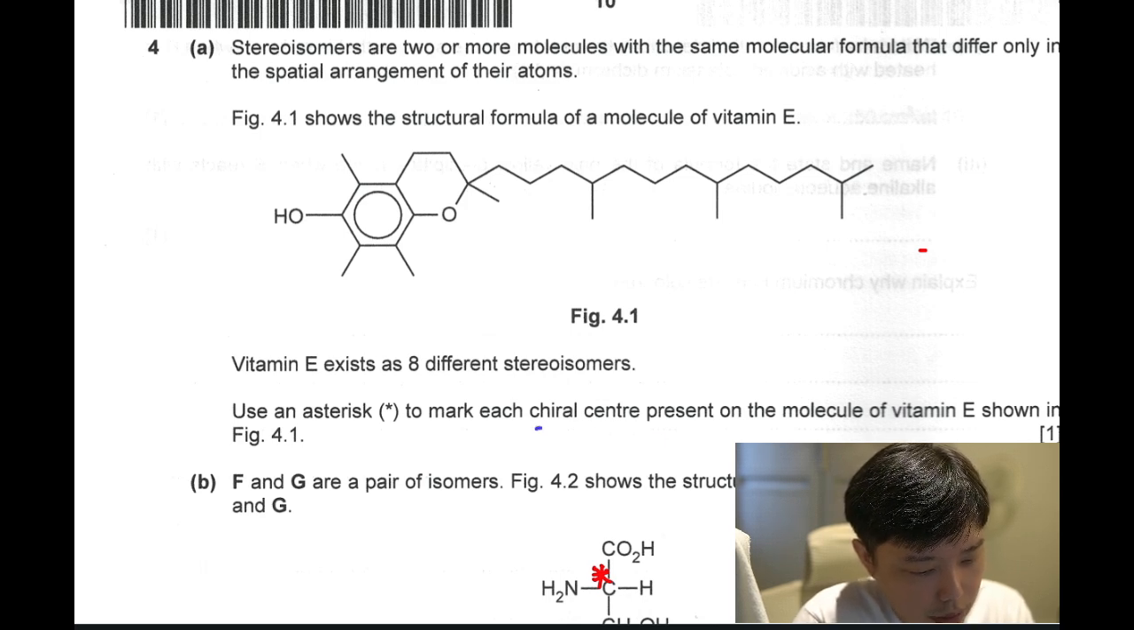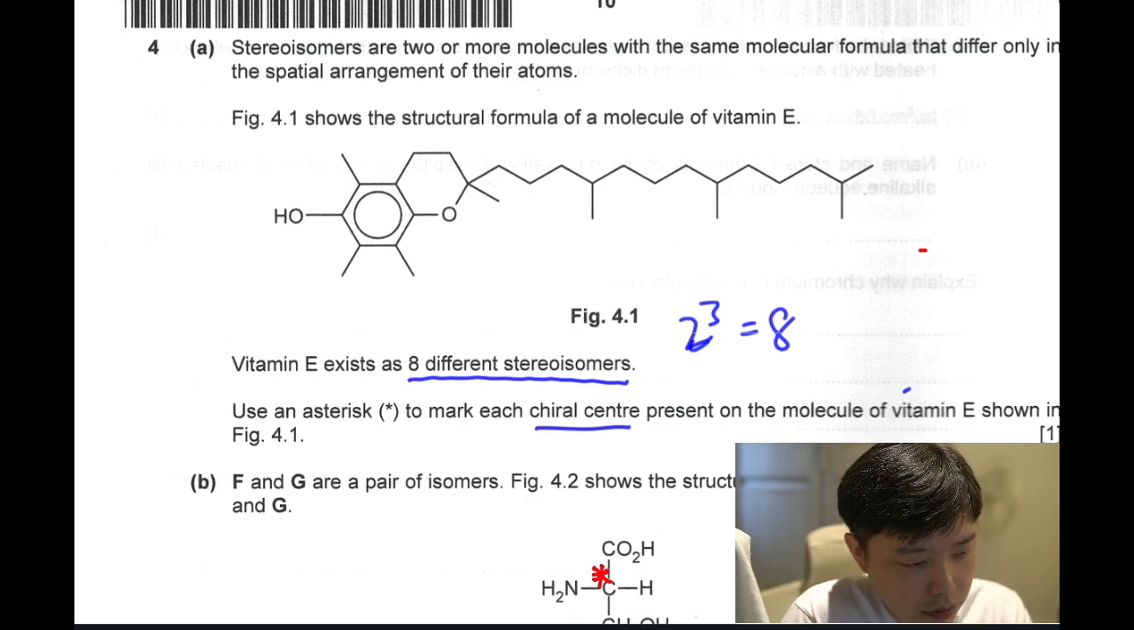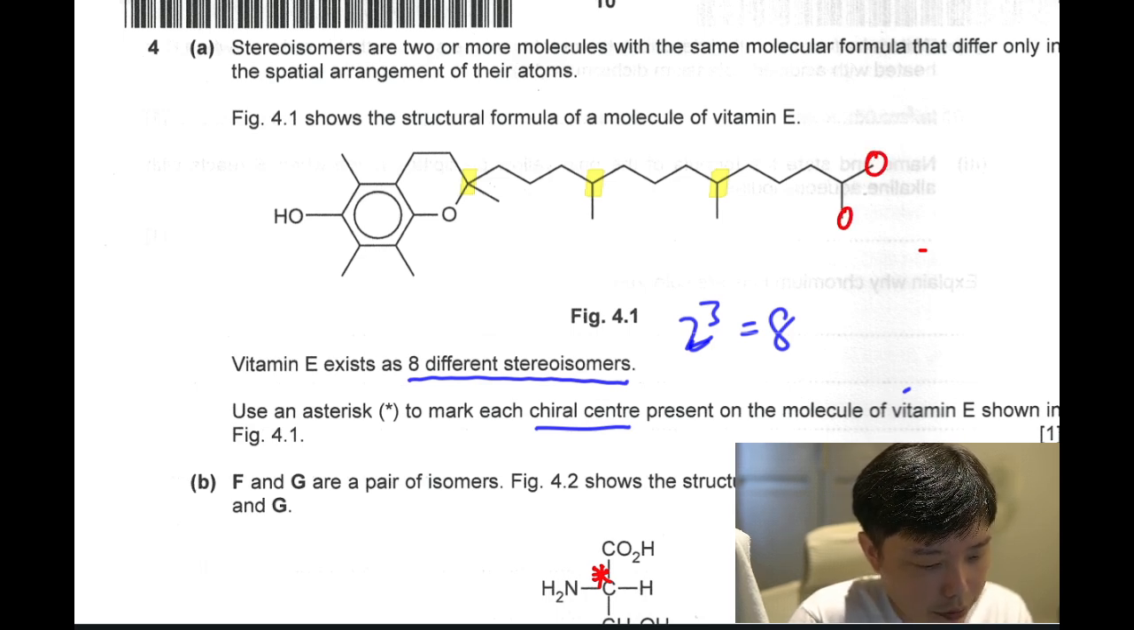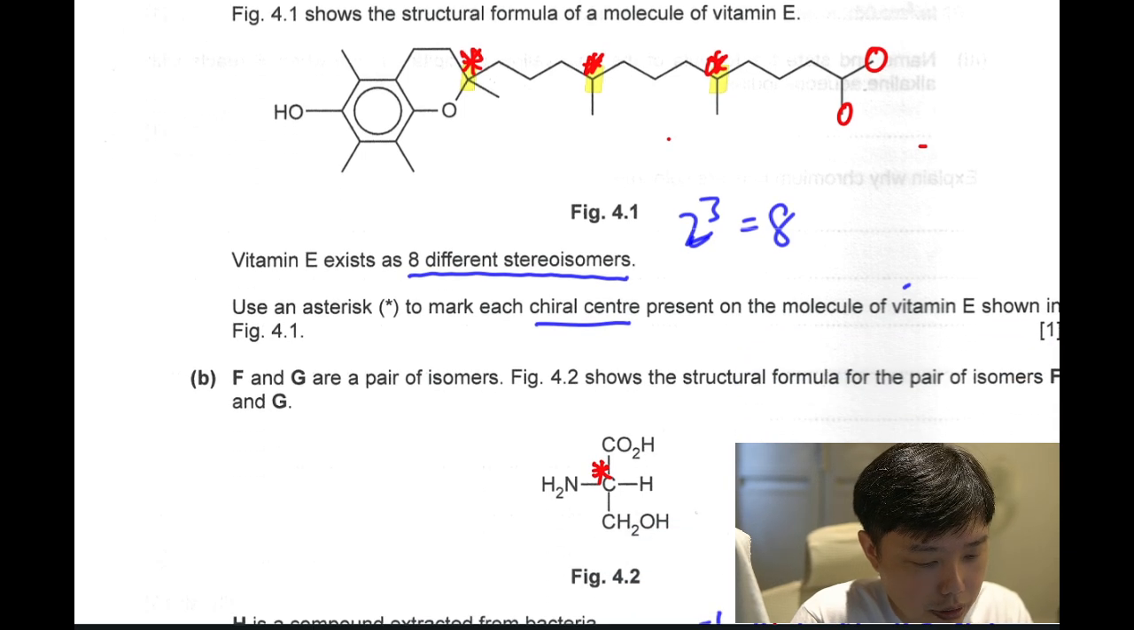Okay, so basically 8 stereoisomers means that there's probably 3 chiral centers, because 2 to the power of 3 equals 8. As you scan across the molecule, the benzene ring is definitely not chiral. No branching on the alkyl chain, so there's no chiral center. So just focus on the carbons along the chain that have branching. The last one we will not include because it has 2 identical groups, so it's not chiral. So these 3 you should mark out with an asterisk. They have a chiral carbon. Okay, so that's for A.